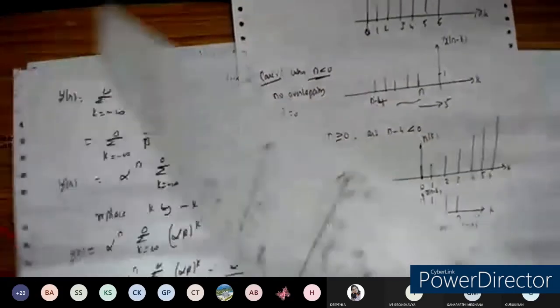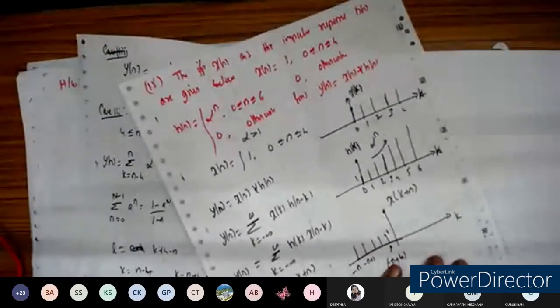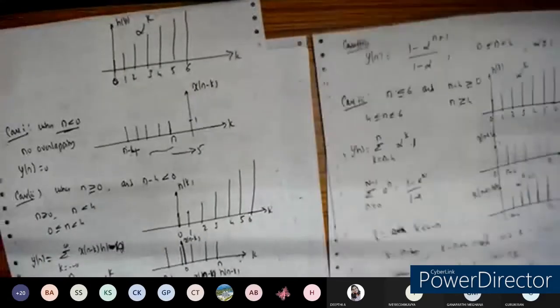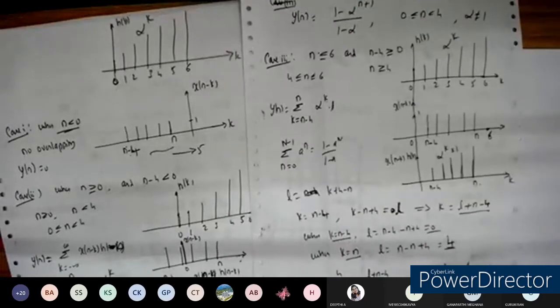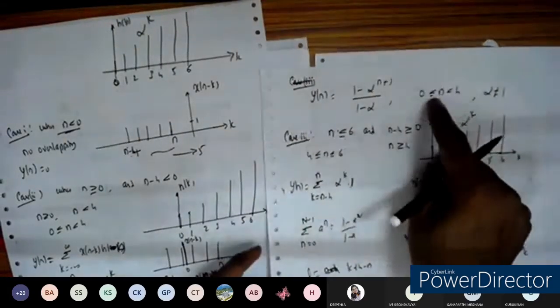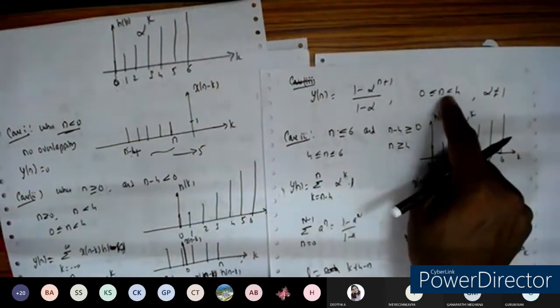So next is the page number 55. After this one, we have taken the next value of n, that is case number 3. So we got the value of y of n for these cases. This is the case number 2.